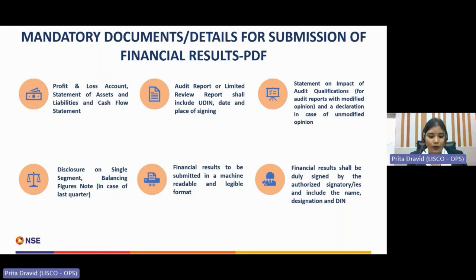The listed entity operating in a single segment must disclose the single segment details in the note section of their financial results. The listed entity shall also disclose the balancing figure note under the note section of financial results submitted for the last quarter. The financial results are required to be submitted in machine readable format and must be legible. The company shall ensure not to submit a blur copy of financial results. The financial results must be signed by an authorized signatory and should include the name, designation, and DIN.